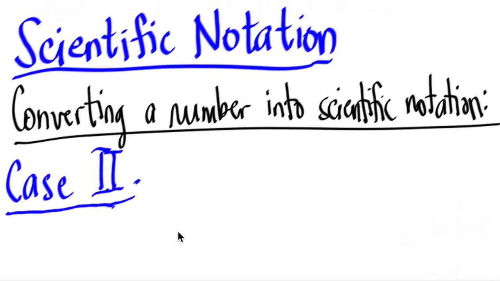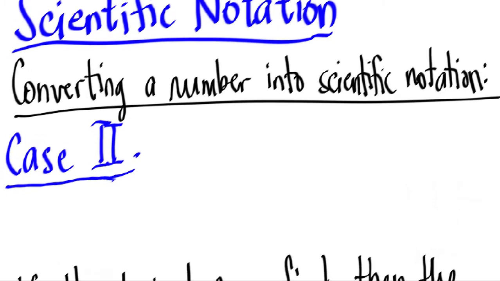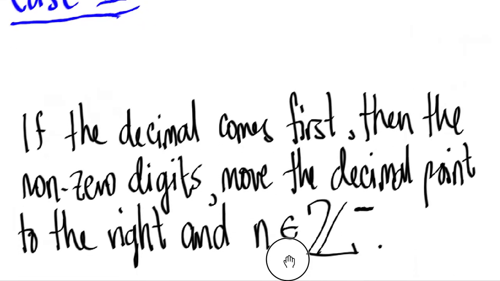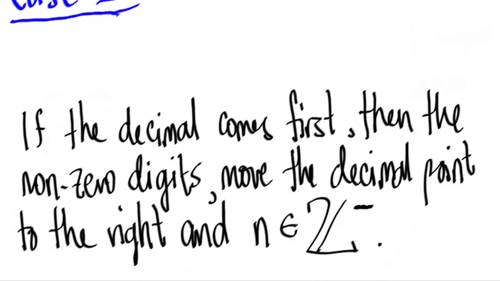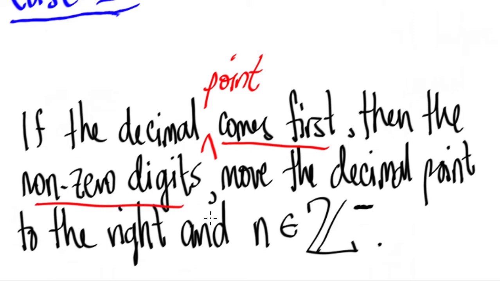Okay, so case 2 is the exact opposite of case 1, wherein the decimal point comes first, then followed by the non-zero digits. Again, the decimal point comes first and then followed by the non-zero digits.